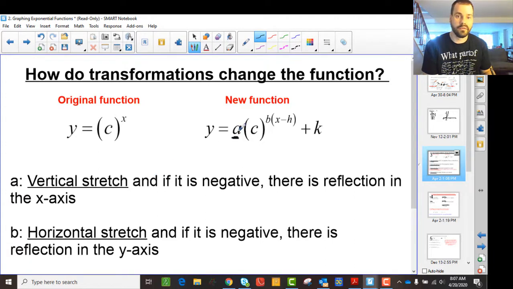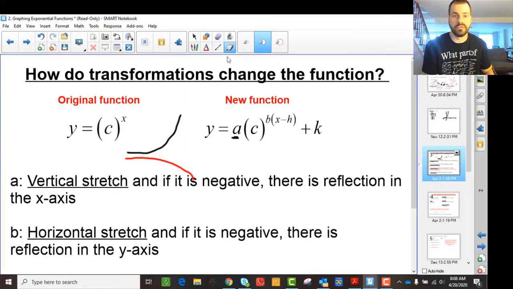If it's negative, it's going to flip the equation across the x-axis. So if you have a negative a, instead of your graph looking like this, going up, it's going to flip over the x-axis and look like this. It's going to go down. That's what we mean by a reflection in the x-axis, and again, you would have talked about reflections last year in grade 9.